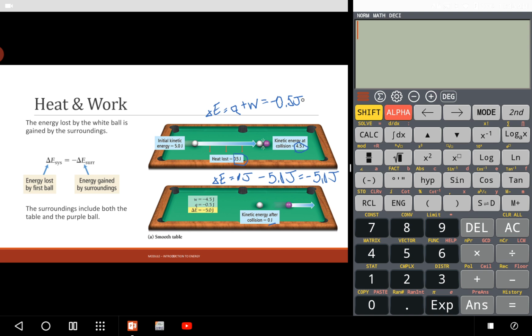purple ball. And so we are adding a negative 4.5 joules. And so we get negative 5.0 joules by adding up the work and the heat. And also we can get negative 5.0 joules by taking the final minus the initial. So there's two different ways that we can calculate this change in energy for the system. Let me label this system so we don't get confused.